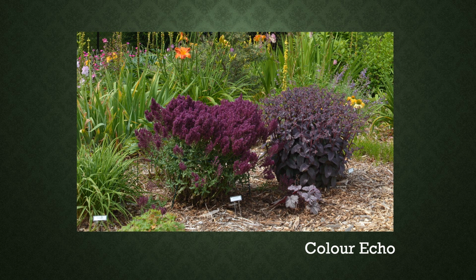Color echo is a term you'll hear also. There's three plants here. The heuchera is a little small in this photo, but you can see that the same tones of purple, shades of purple are in all three plants. So that's what we call color echo, where you see the color in the flower on one plant and it's echoed on the foliage of others. Could be in the stems, could be the foliage, but you see the color repeats, therefore unifying that little clump of plants.